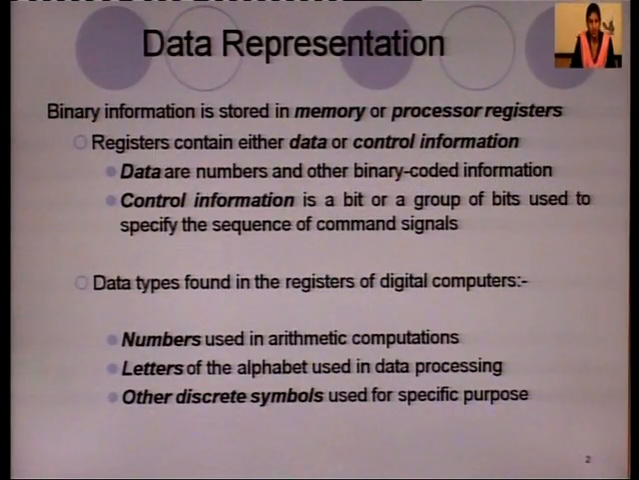Data types found in the registers of a digital computer are numbers. Numbers are used in arithmetic computations, and letters of the alphabet are used in data processing. Other discrete symbols are used for specific purposes. These symbols are like the dollar sign, ampersand sign, and others.